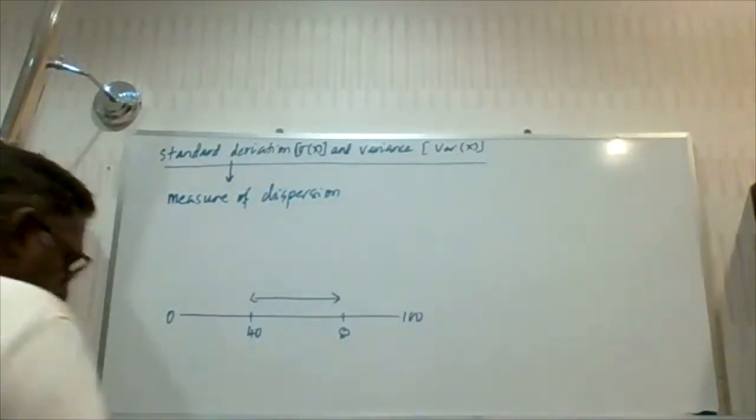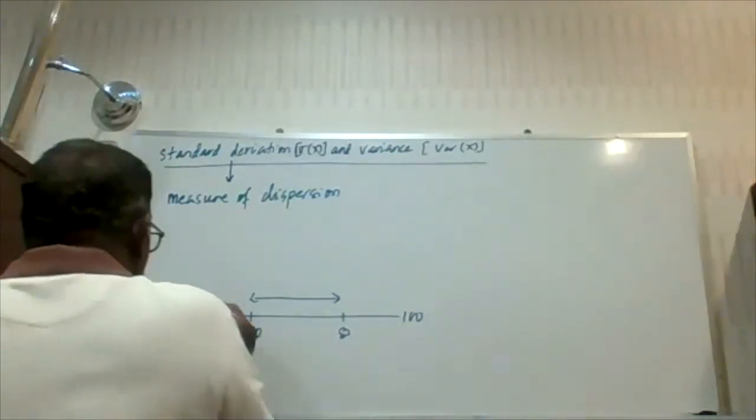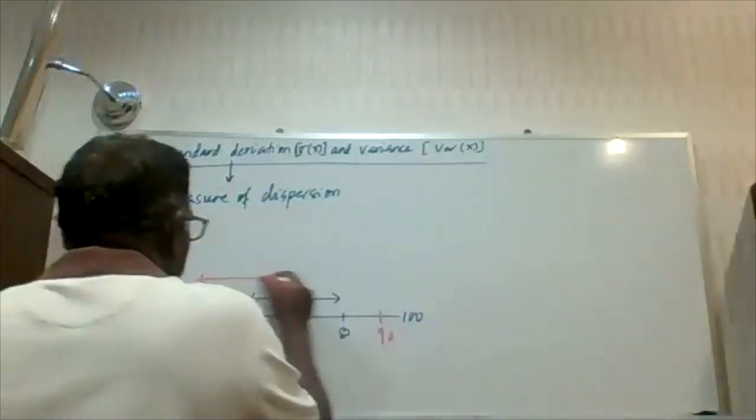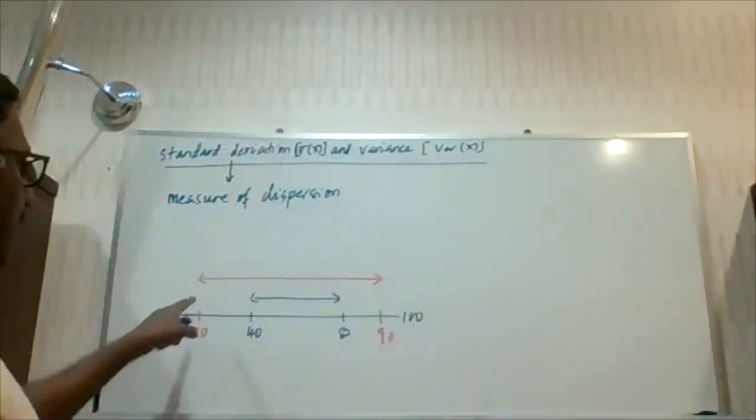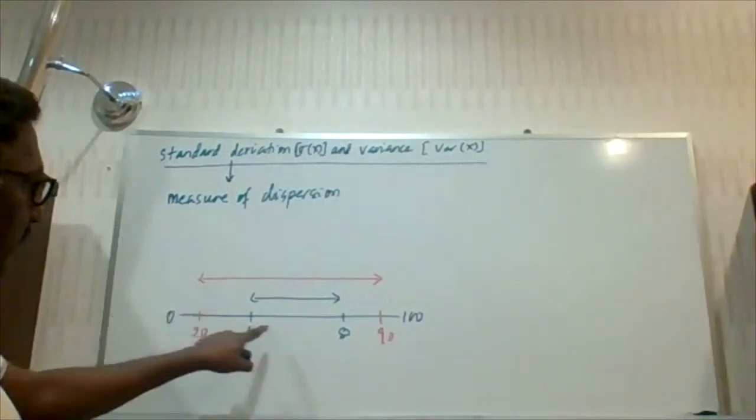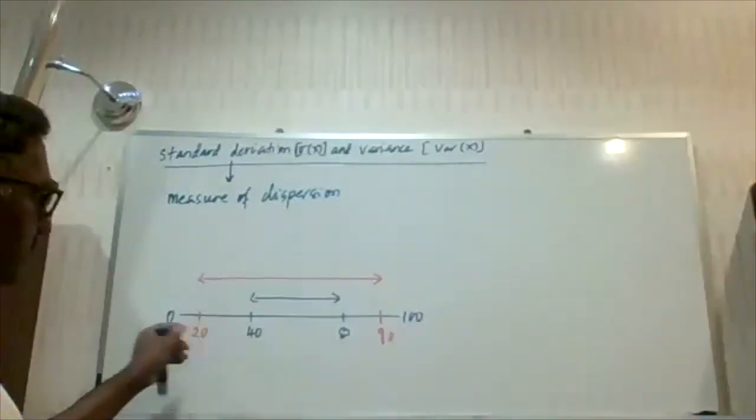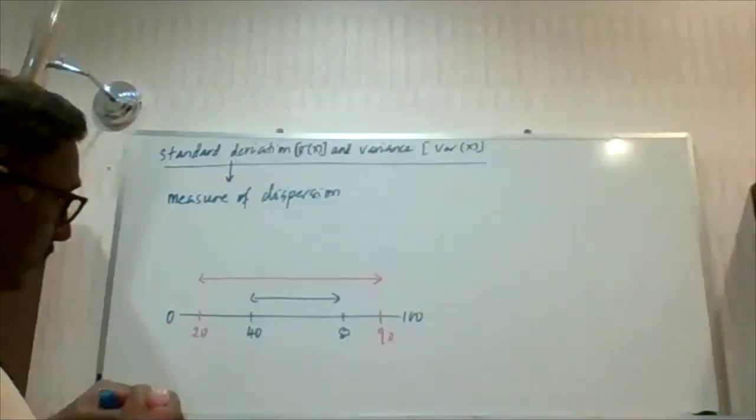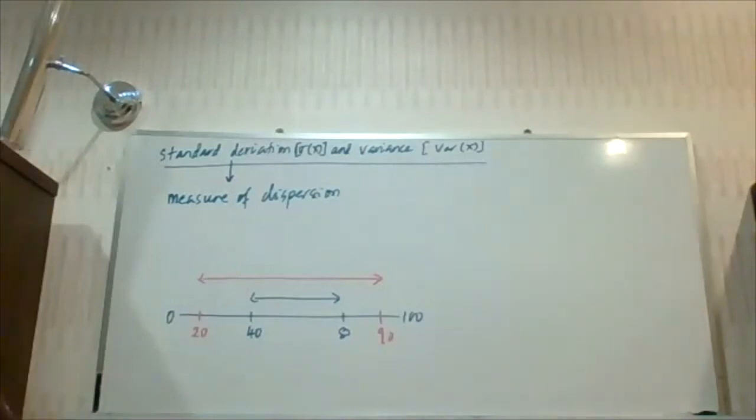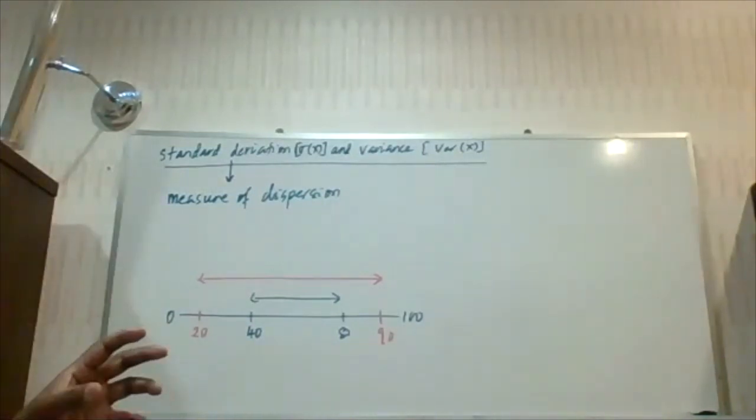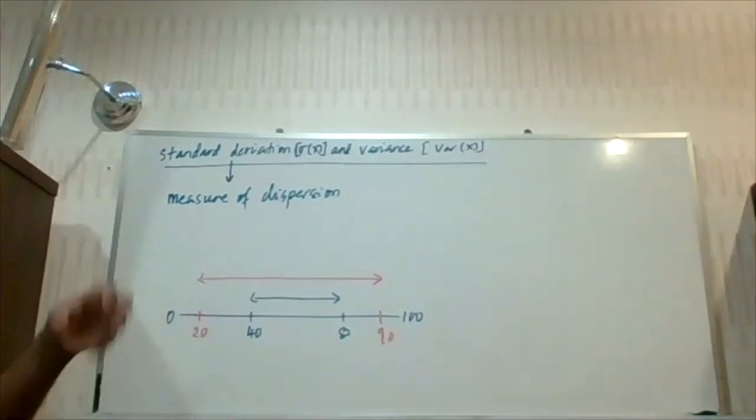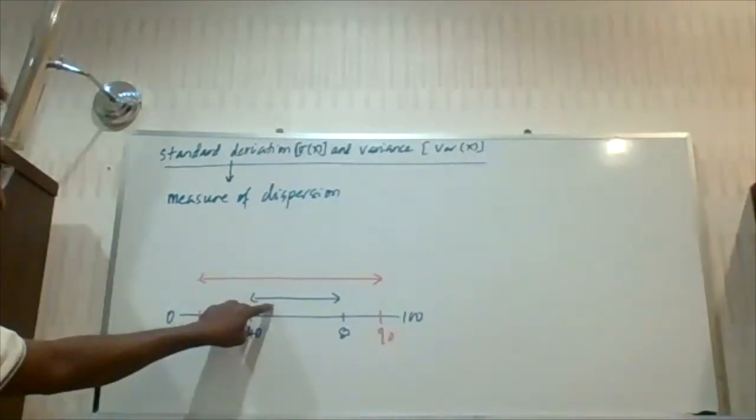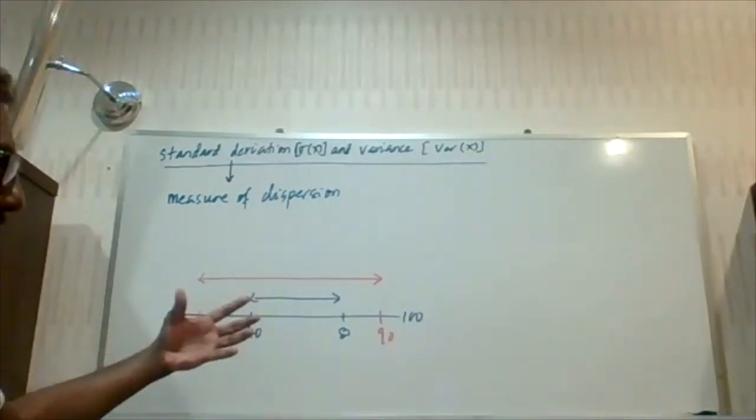Let's say another student collected data from 20 to 90. So that student's data spreads from 20 to 90. He has a bigger spread and this student has a smaller spread. That's the meaning of dispersion, the spread of the data. Yes, we understand. But is there a value which we can use to indicate that this spread is bigger than this spread?